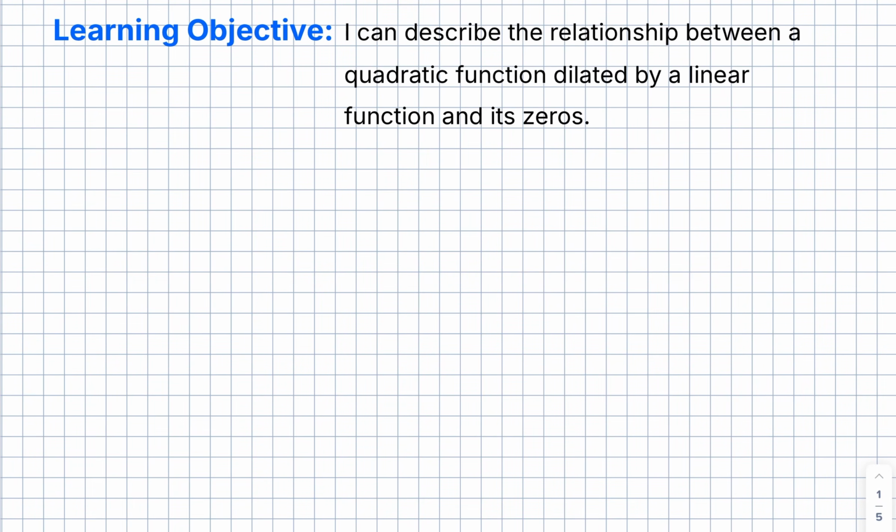All right, class, in this lesson, you're going to learn to describe the relationship between a quadratic function dilated or multiplied by a linear function, as well as its zeros. Okay, let's go ahead and begin.